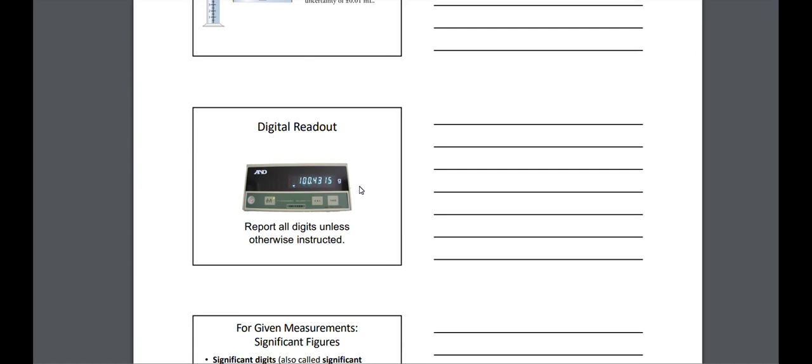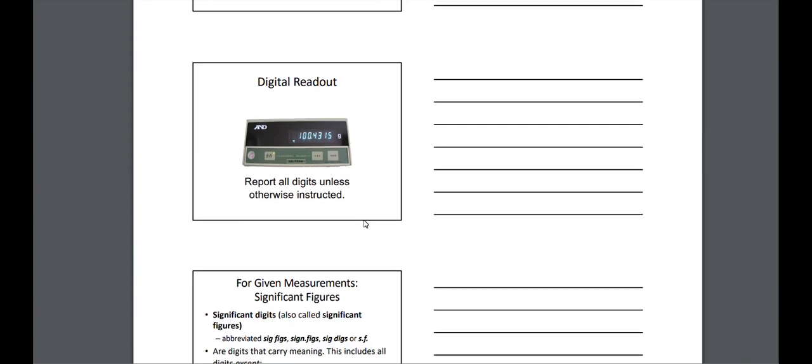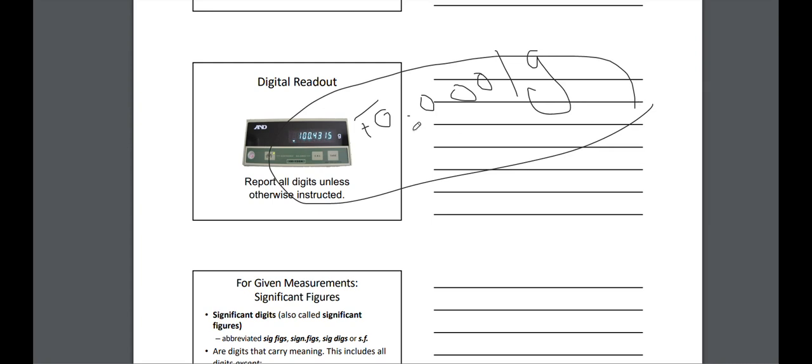Now, with a digital readout, it's obviously a lot easier than the analog or manual, like reading a ruler, for example, or the graduated cylinder in our previous case. When it comes to the digital readout, your last digit here is always your uncertainty. So in this case, it's going to be 0.123 plus or minus grams. So this is going to be my uncertainty in this case.